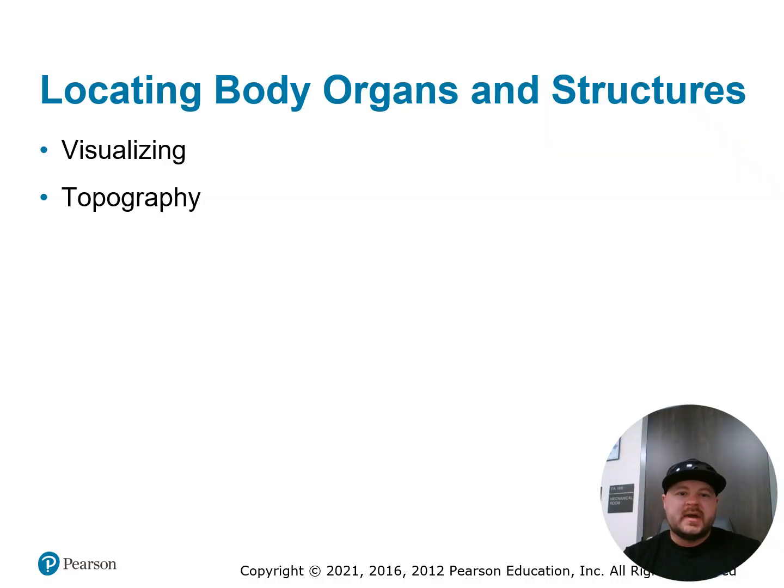So when it comes to locating body organs and structures, we can visualize things or we can go based off of topography. So visualizing something, I would be able to see that somebody's bleeding on their arm or on their chest. We can see those things. Going off topography, we have things like, our liver's located in our right upper quadrant. So when we're palpating, we feel that that's swollen or whatever. We can base that off of topography versus just visualization.